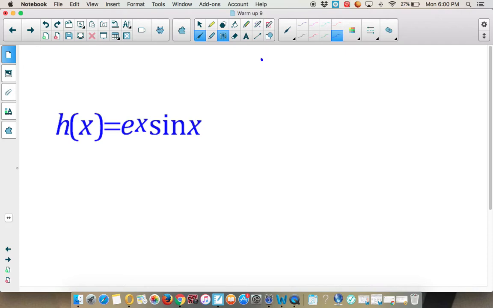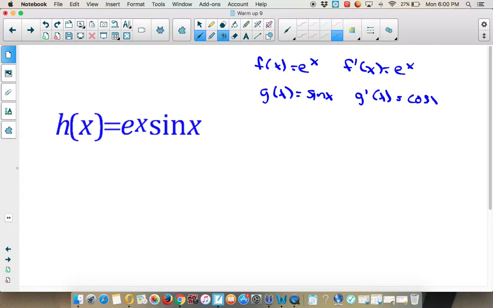Okay, so this very first one, we're going to say f of x is e to the x. So f prime of x is also e to the x. g of x is going to be sine x. So g prime of x is cosine x. Your rule says h prime of x is going to be f of x, g prime of x, plus g of x, f prime of x.